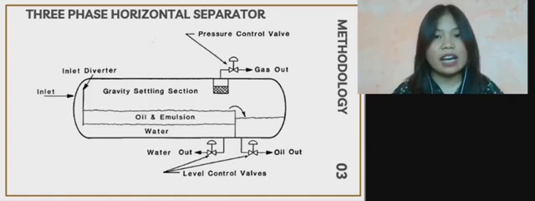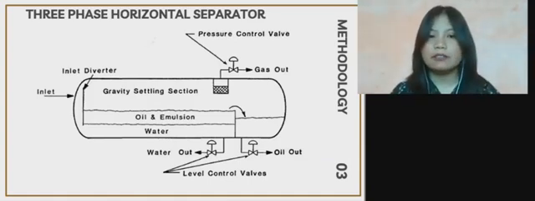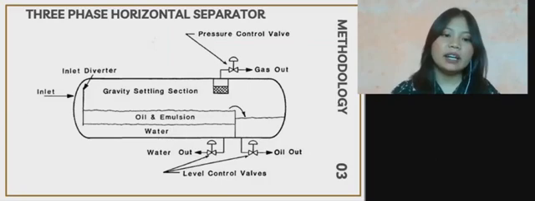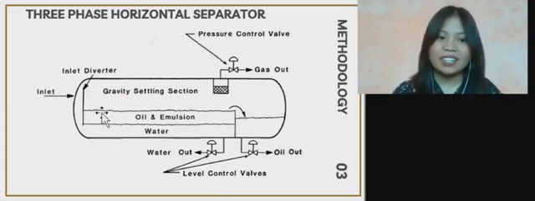However, three-phase is much more complicated than two-phase, because three-phase involves three types of fluid, which are oil, gas, and water. So as you can see here, I'm going to explain. This is going to be long because the three-phase separator is quite complicated compared to two-phase. So just bear with me.